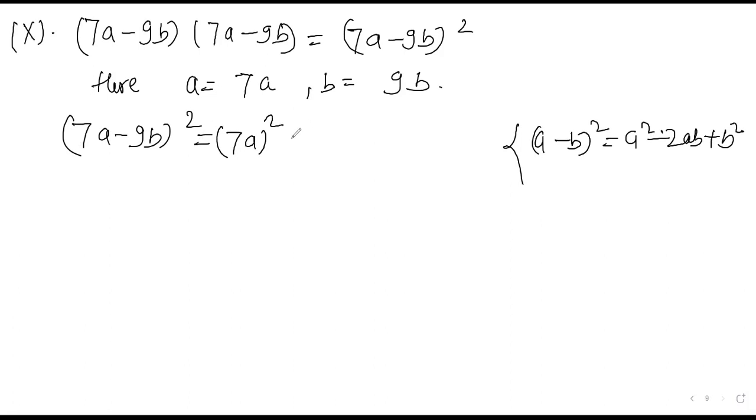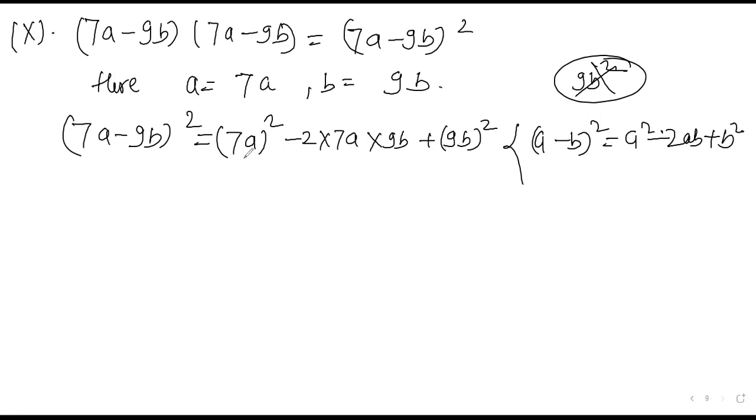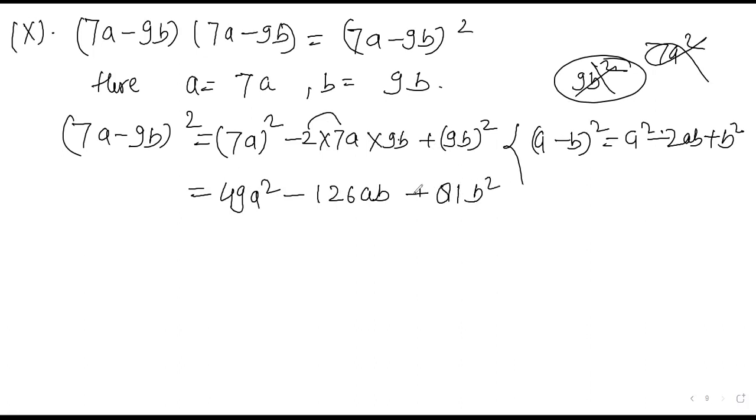So 7a square minus 2 into 7a, where a means 7a and b means 9b, plus 9b square. Don't write 9b in this way because this is confusing. And don't write 7a square this way, this is confusing, this is wrong. 7a whole square means 49a square, 7 square is 49 and a square is a square. Now 7 twos are 14, and 14 nines are 126 of ab. 14 nines are 126 ab, a and b will multiply. 9 nines are 81 and b square. Now this is the answer for the last part of question number one.